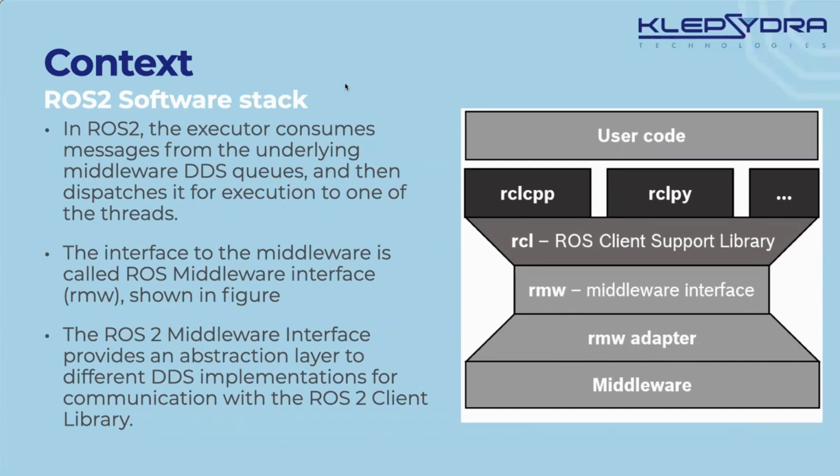However, the interface from the middleware to ROS is not the executor, but something else called the ROS middleware interface, or RMW for short. The RMW is what is really interfacing with the middleware, especially with the DDS. So it's a layer of abstraction that connects the middleware to the ROS client support library, which is one of the main core elements of the ROS2 library.